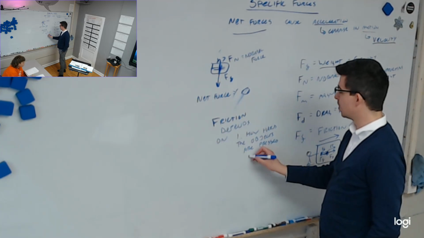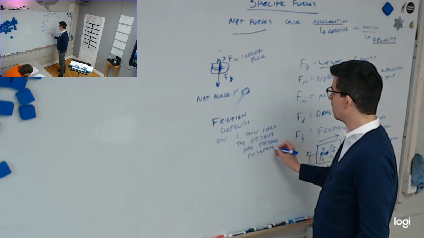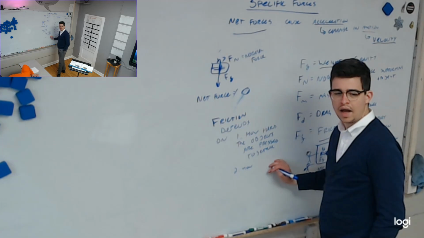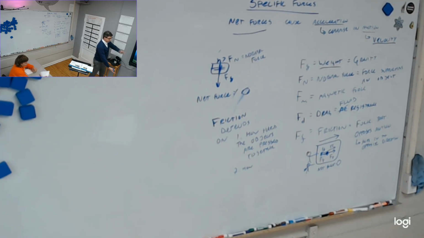How hard the objects are pressed together, and what would be the other thing that it depends on? What's pushing these two objects together? Normal force and gravitation. Yes, exactly. Thank you for including the normal force. The normal force and gravity are pushing the floor and the Promethean together, right? So how hard they're pushed together is one thing. Because this weighs less, it's pushed together less, and so I can move it more easily.